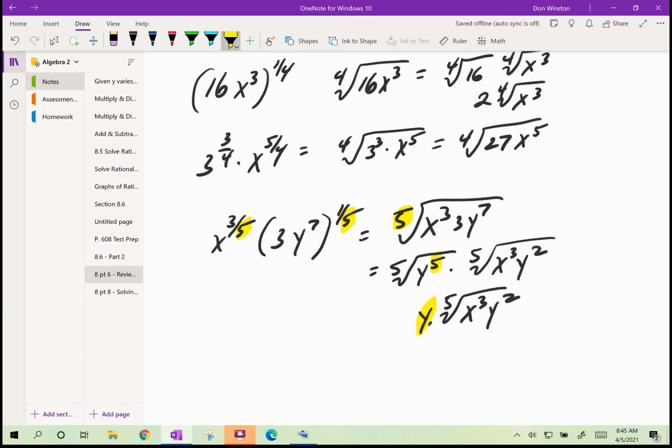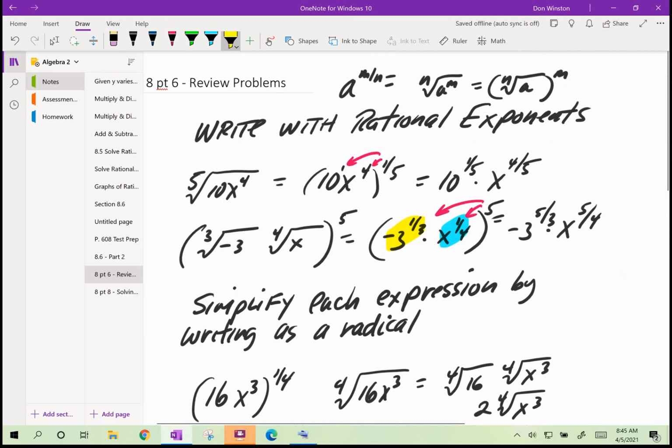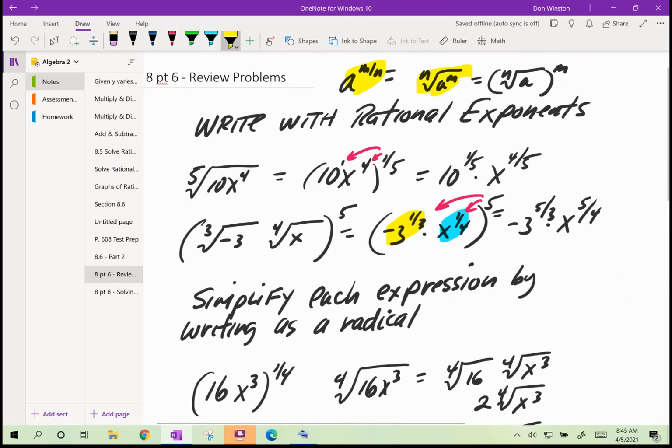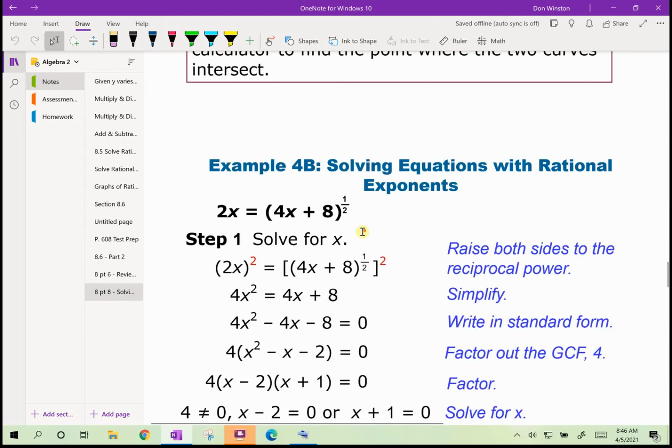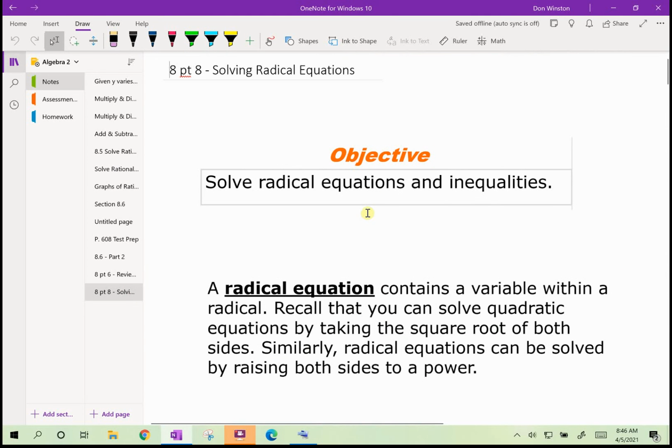All right, so just a little review of this important property that we learned last week. All right, today, a very easy lesson. We'll get into solving radical equations. No inequalities. We'll solve rational exponents as well.